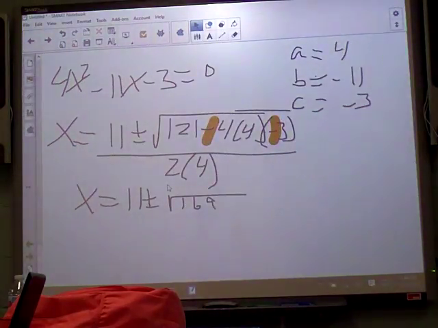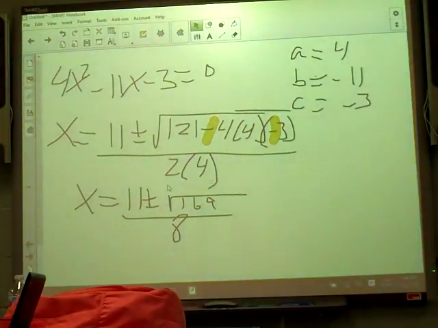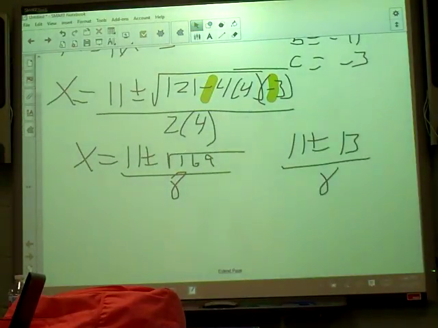All over 8. Now, it started off pretty friendly on this one because 169 is a perfect square. What times itself is 169? 13. Nice job. So here we've got 11 plus or minus 13 divided by 8.